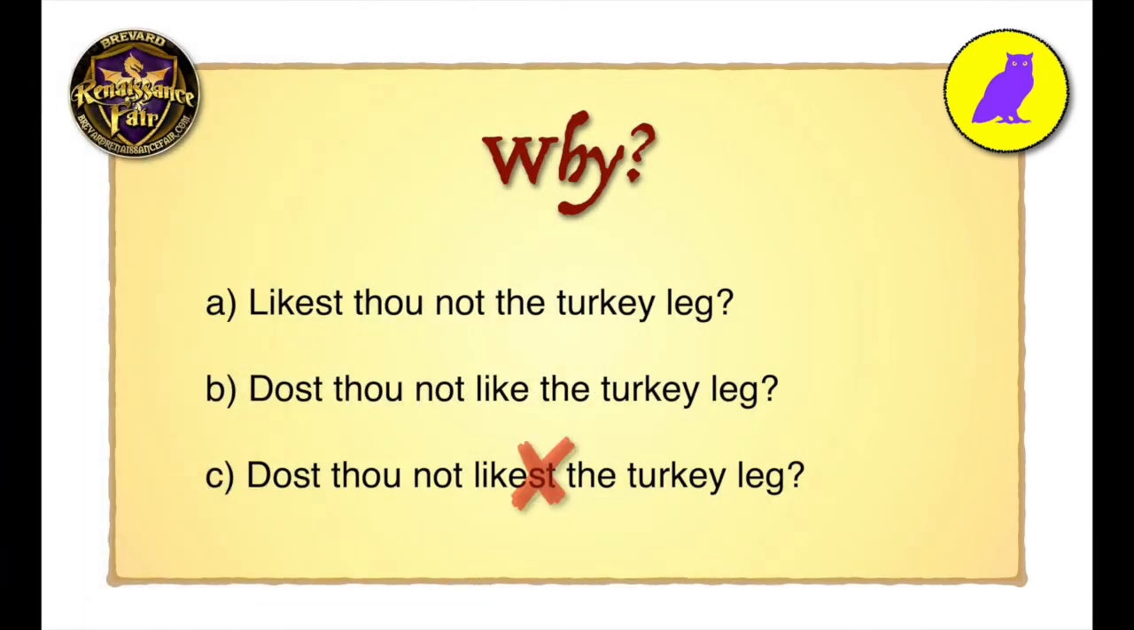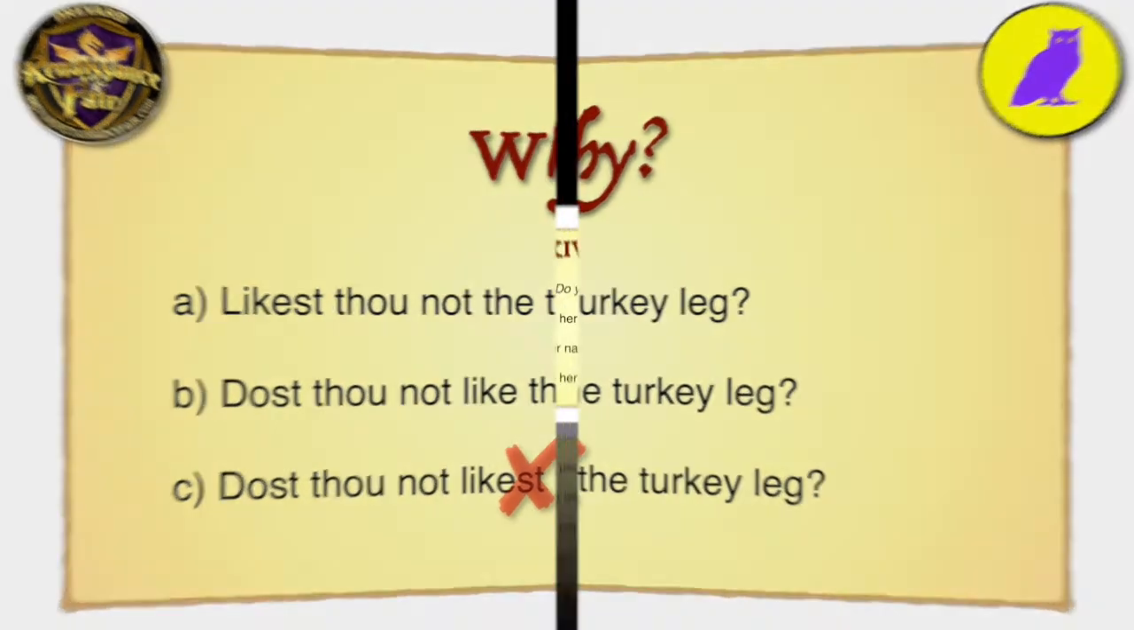Answer C is incorrect because we don't say dost likest. Dost thou not likest the turkey leg is like saying, do you not you like the turkey leg? Remember, when we have two verbs back to back, we only conjugate the first one. So, dost thou not like, or likest thou not?